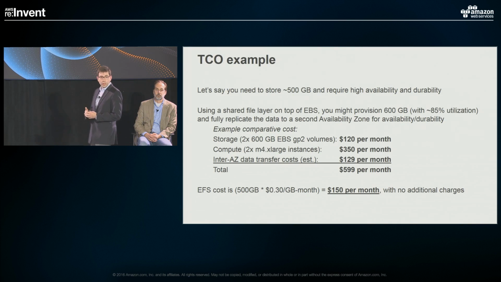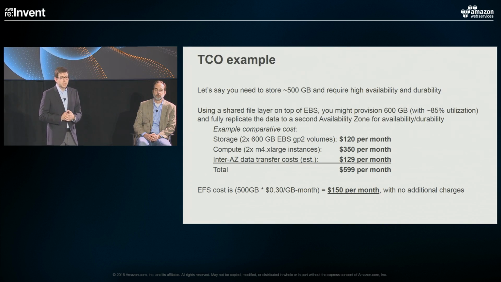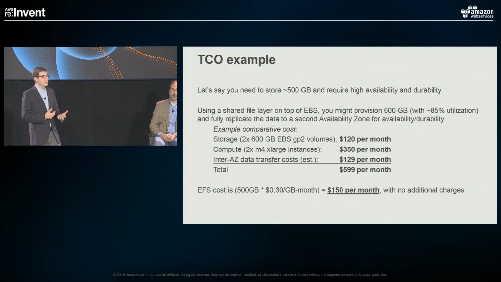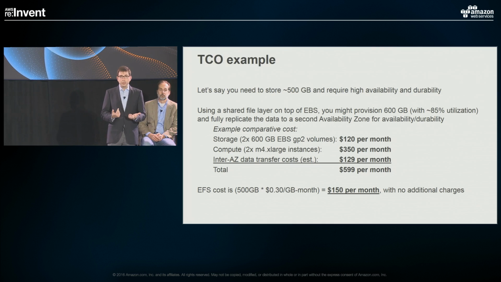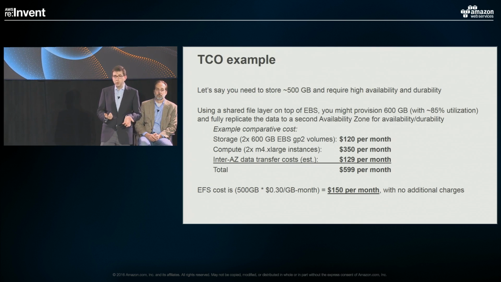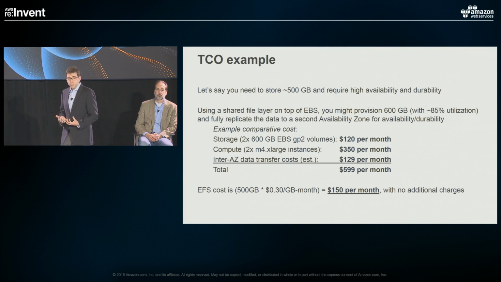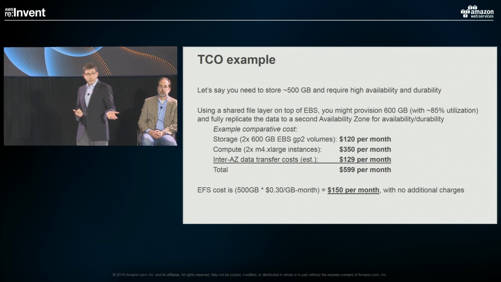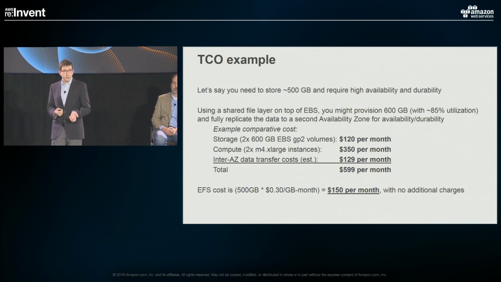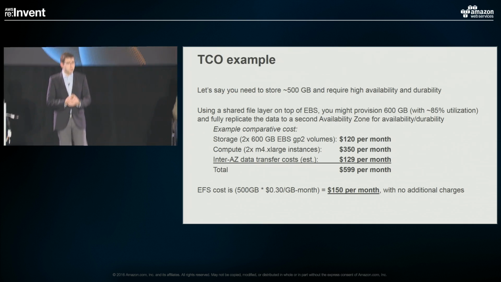Well, let's say that you need to store around 500 gigabytes of data, and you want multi-AZ because you require high availability, high durability. So using that shared file layer on top of EBS, you'd probably provision around 600 gigabytes worth of EBS volumes. That's assuming around 85% utilization. You would never 100% utilize an EBS volume. And keep in mind, you'd need to replicate those volumes to the second AZ. So for storage, you have 2 times the 600 gigabyte GP2 volumes. That adds up to $120.